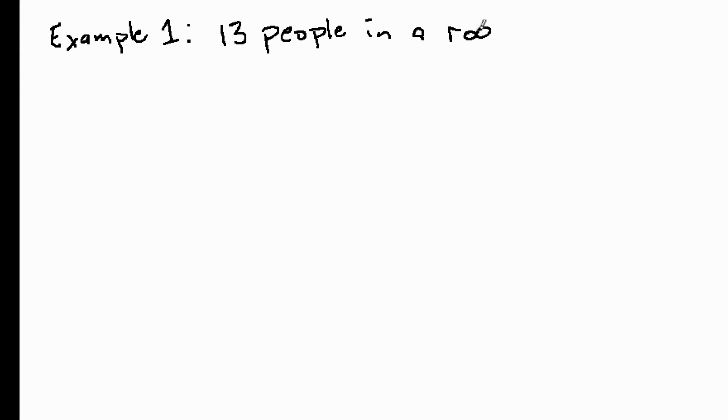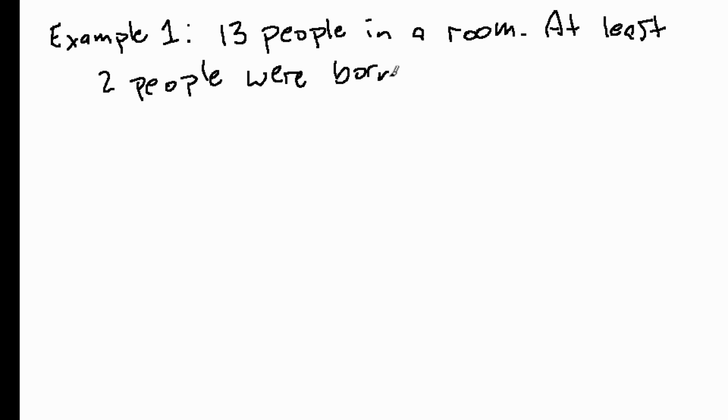Example 1. There are 13 people in a room. And what's the conclusion? You can say at least two people were born in the same month. Again, there are 12 months. If you've got 13 people, there is no one-to-one function of 13 into 12. So you have to have at least two people born in the same month.